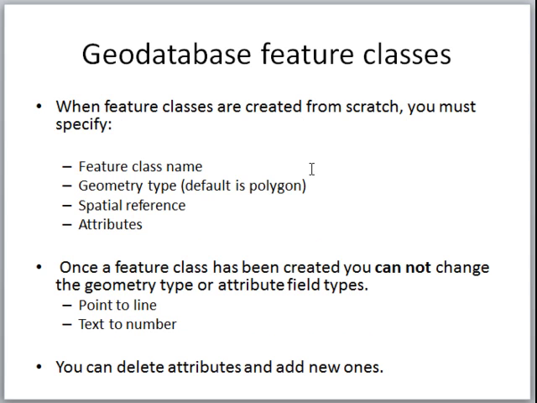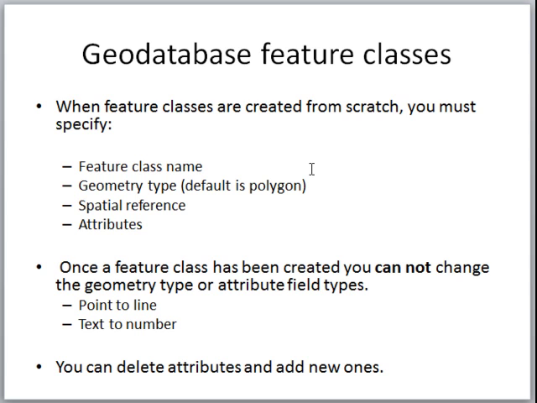That's importing. When you create feature classes from scratch, you have to specify some things. You have to tell it the feature class name. You have to define the geometry type. Is it going to store polygons, points, or lines? You have to define its spatial reference, as well as the attributes that will be stored in the feature class. Now, this is just creating the feature class. What you end up with is an empty feature class. It's a container that's ready to hold your points, lines, or polygons.